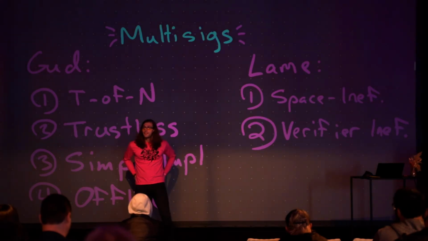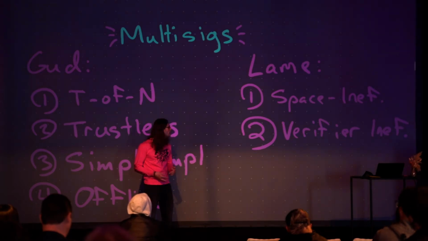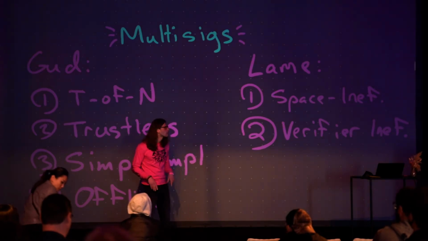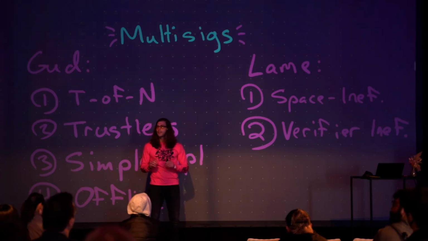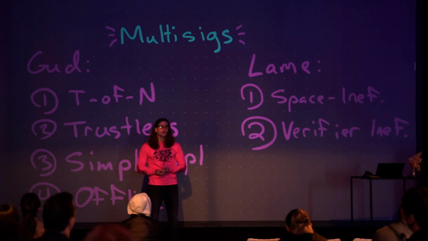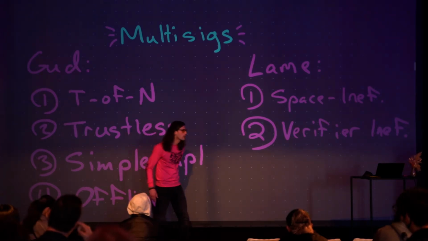It needs to store T signatures, which doesn't sound like a lot of data, but it's a lot of data over time if that's every transaction. So it's inefficient in a space sense: you have to store T signatures for every one signature produced. And it's verifier inefficient because you have to verify T signatures for every one signature produced.